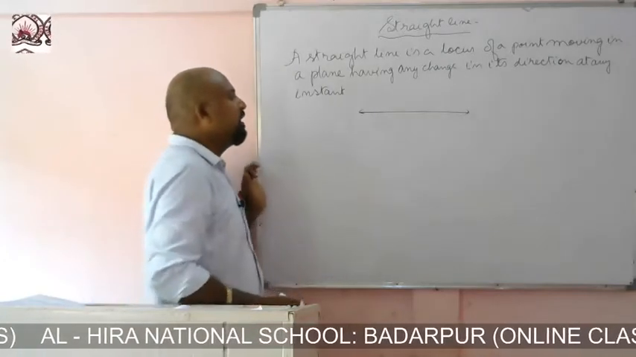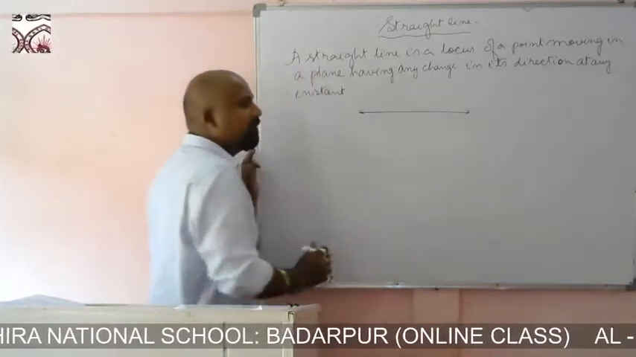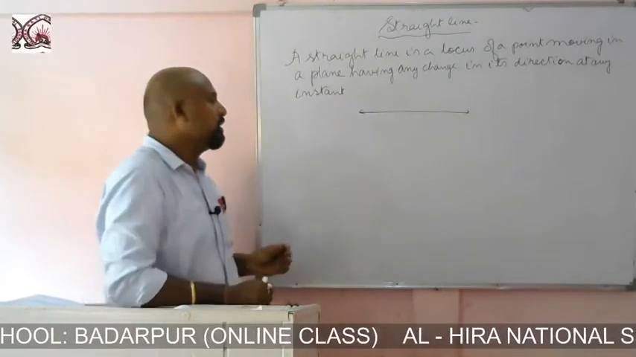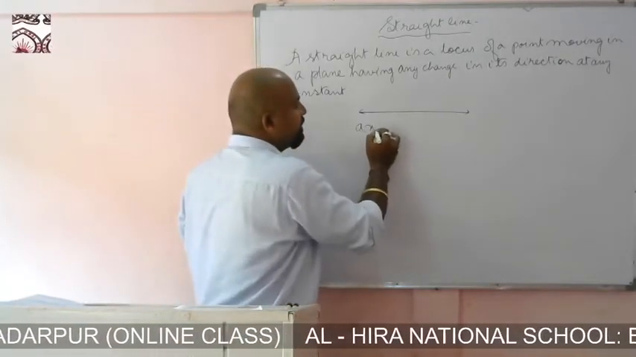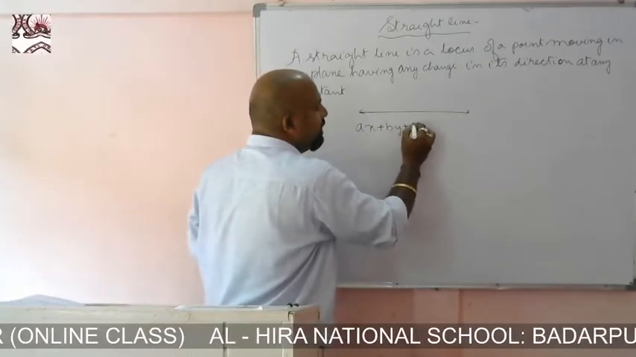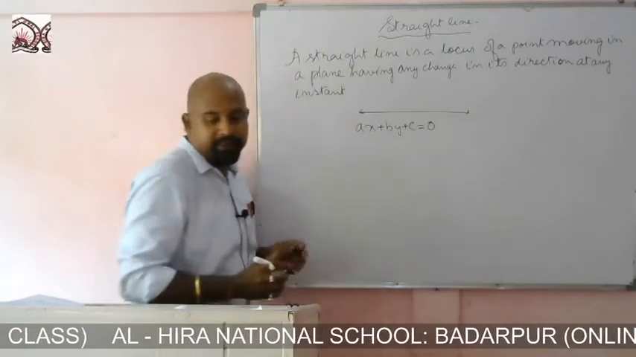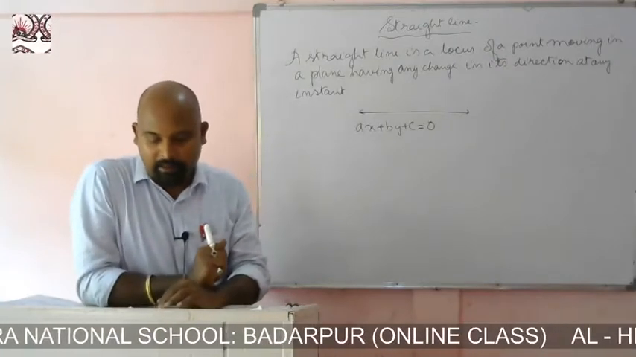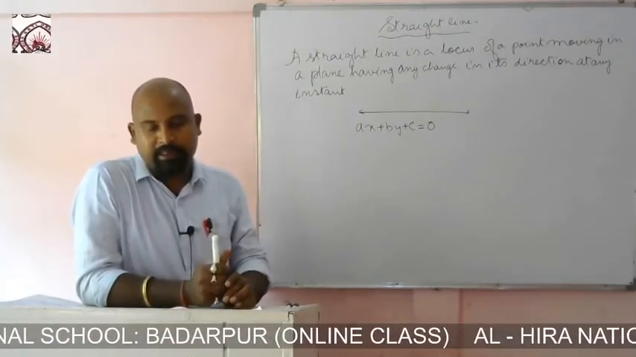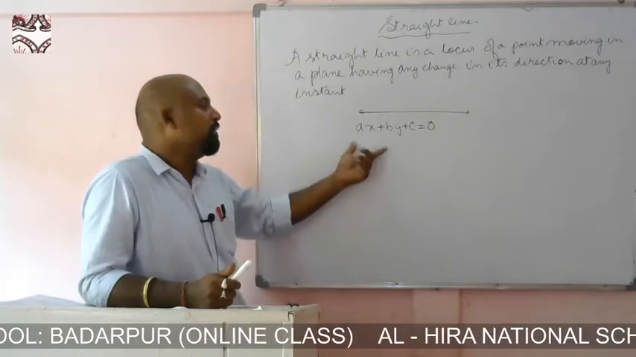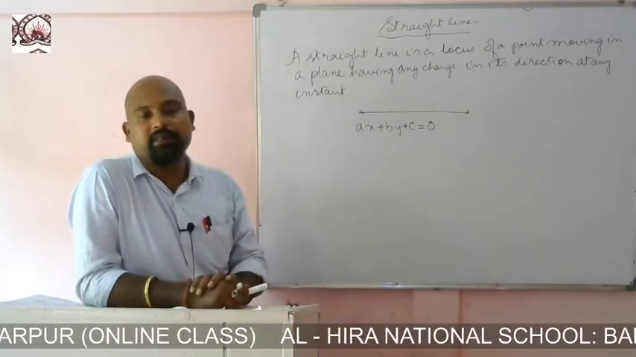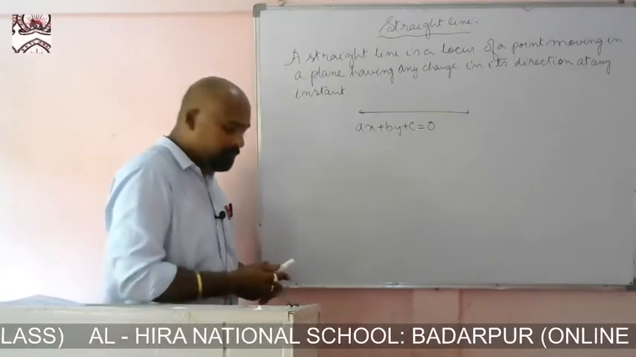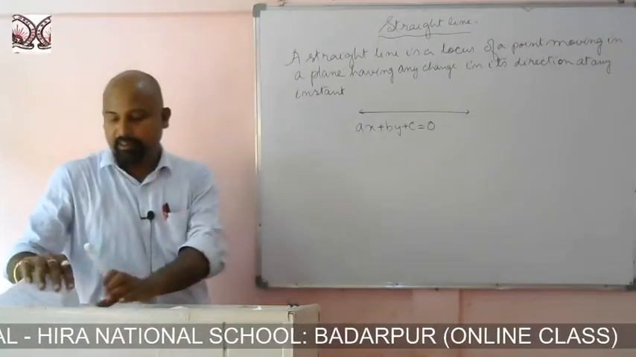Okay. Now, the general first degree equation is given by what? Ax + By + c = 0. This is nothing but the general first degree equation. The general first degree equation represents a straight line. Okay.